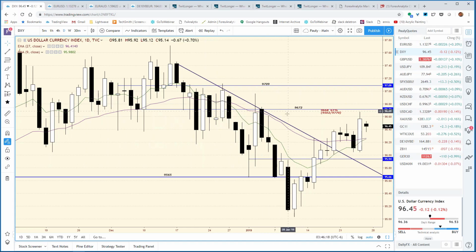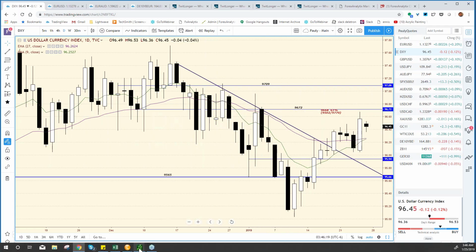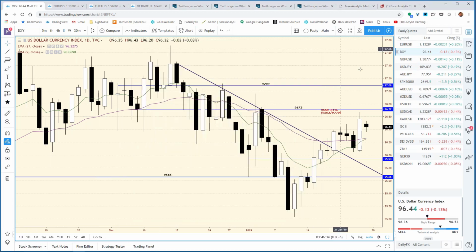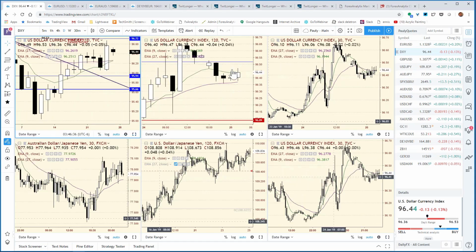So that 72 is a key level. So we're going to use that as our bias chart support, at least for now. Doesn't mean we can't get above it, but that will be key on the daily close. Certainly bullish. Let's go move into the 2 hour.